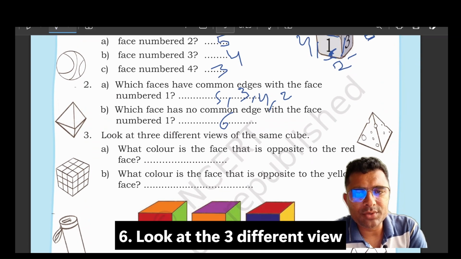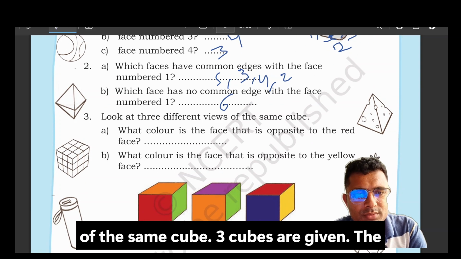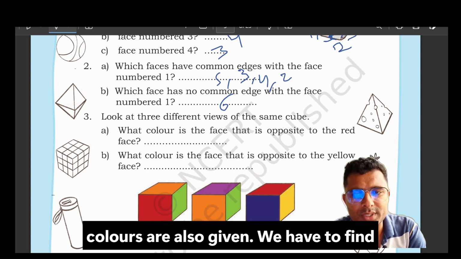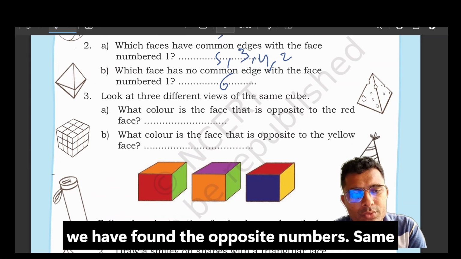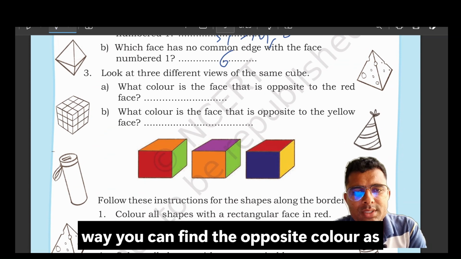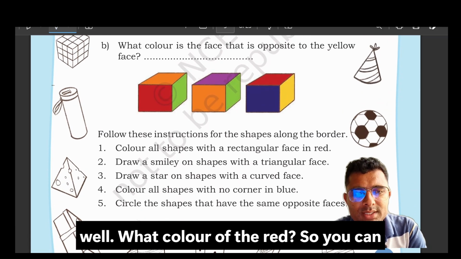Look at the 3 different views of the same cube. 3 cubes are given, the colors are also given. We have to find the opposite of red. In the same way like we have found the opposite number, same way you can find the opposite color as well. What is the color opposite of red? So you can find it easily.